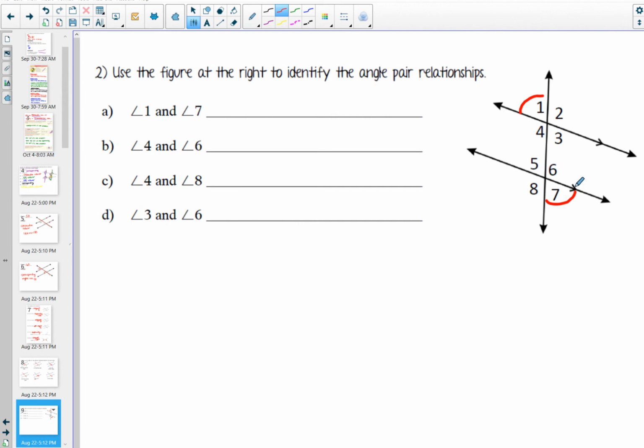Okay, now let's look at what we know about these. Here's angle 1, here's angle 7. Are they on the same side of that transversal? No, they're alternating and they're outside. So they're alternate exterior angles.